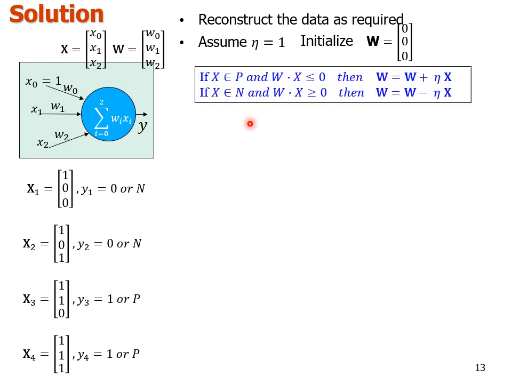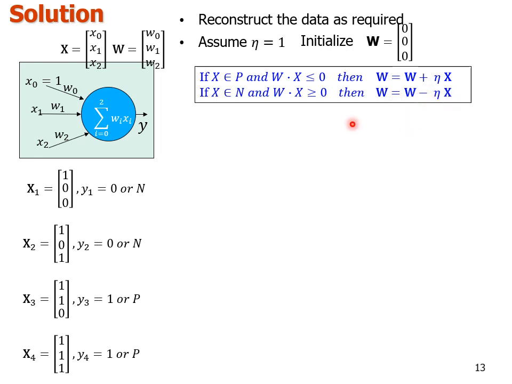So the rule says that if x belongs to P and w dot x is less than or equal to 0, then update the weight vector w as w equal to w plus eta x, and if x belongs to the negative class and w dot x is greater than or equal to 0, then w equal to w minus eta x.